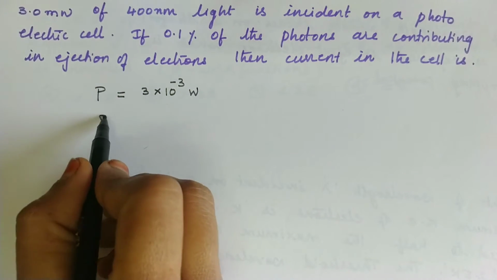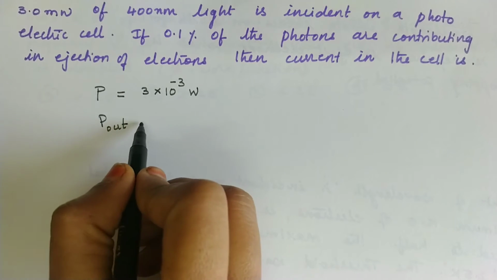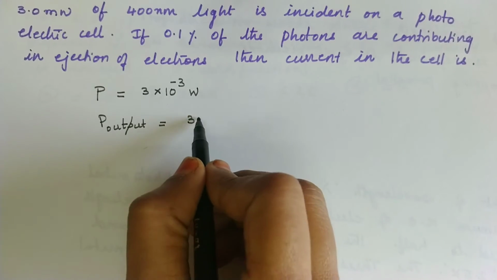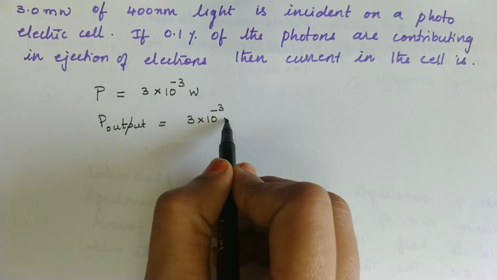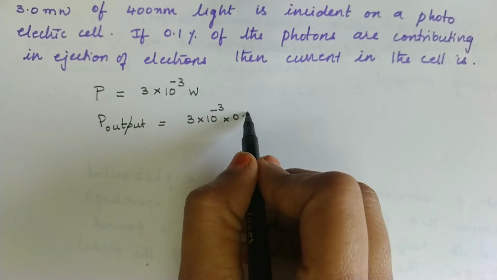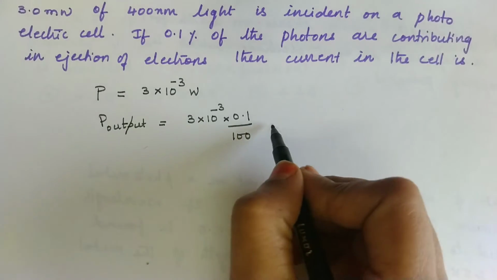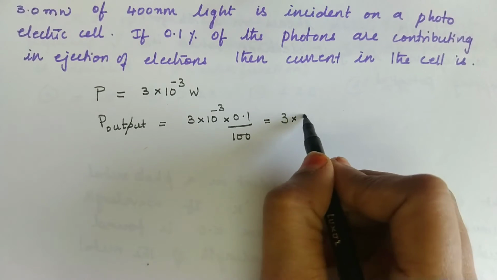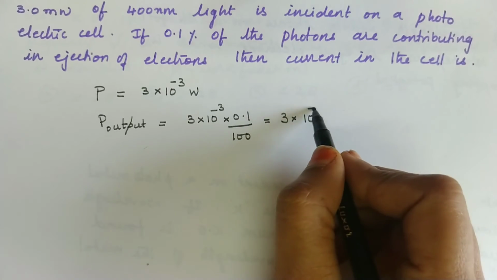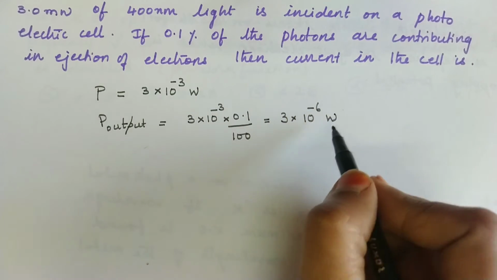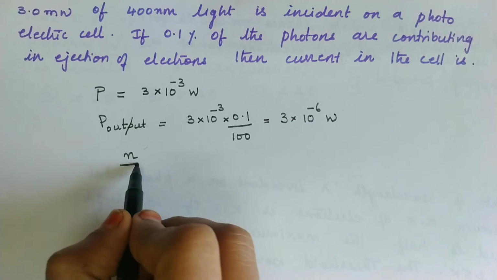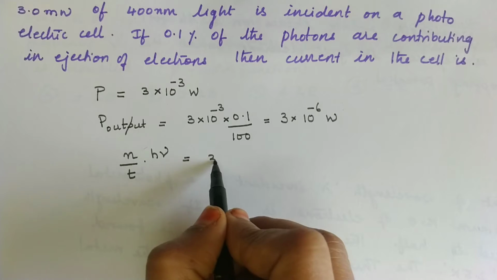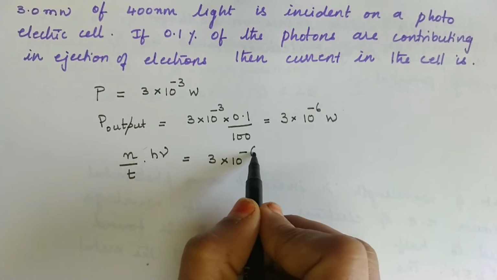But what is the output power? We are not utilizing 100%. Only 0.1% is utilized. So 3 into 10 power minus 3 into 0.1 by 100. The actual power comes out to be 3 into 10 to the power minus 6 watt. And we know we can write this power as N by t into h nu. This is equal to 3 into 10 to the power minus 6.